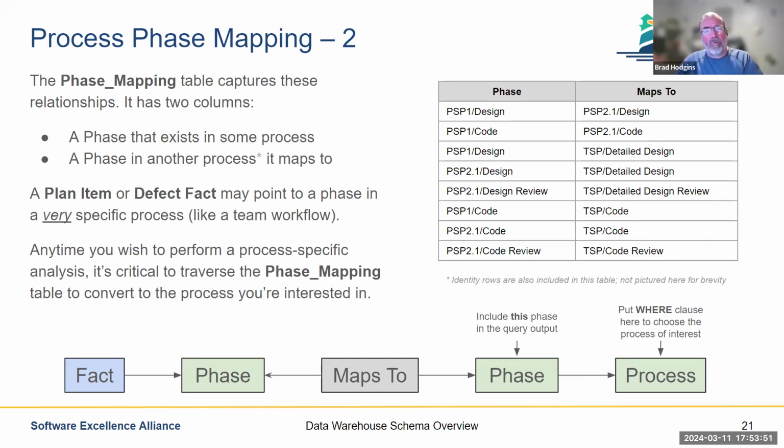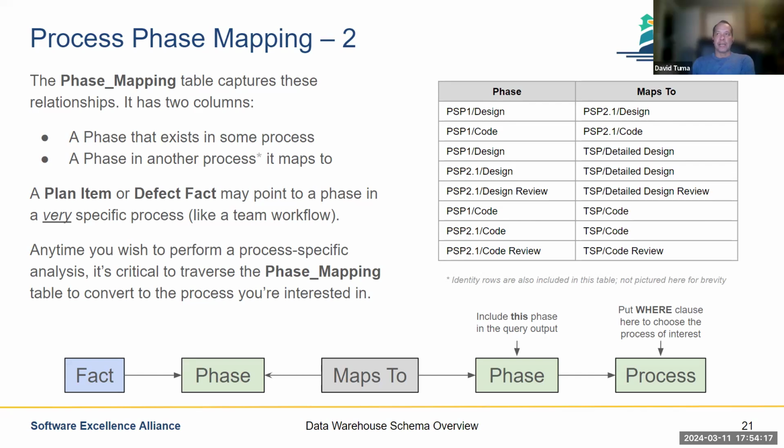Remind me, does this go both ways or is it just one way? So if I were looking at a PSP1 design phase and I had mapped it to 2.1 design and a TSP detailed design, if I looked at the PSP1 design, would it go out and find data on the PSP 2.1 design and the TSP detailed design?